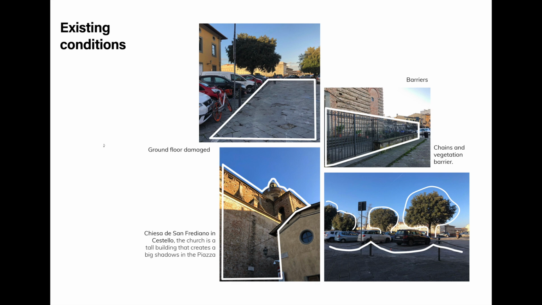Now we have some pictures of the existing conditions of the site. Here's how the floor is damaged, the barriers that are right now on the piazza, the height of the buildings, like the church that is next to the piazza, and the vegetation, what type of vegetation we have here. And this is very important because in my project, the proposal, you can see that the floor will be changed, the barriers will have a different use, and the vegetation as well will be changed.